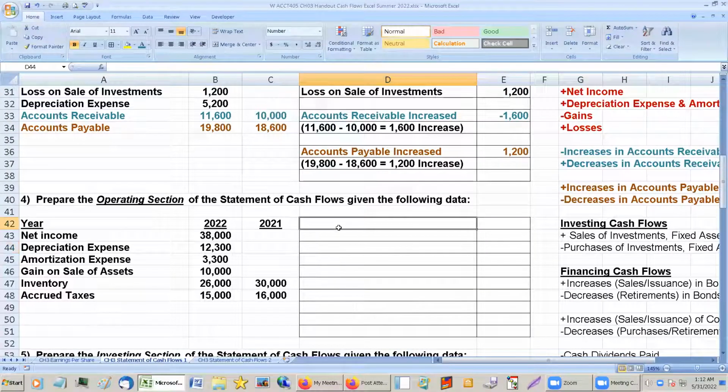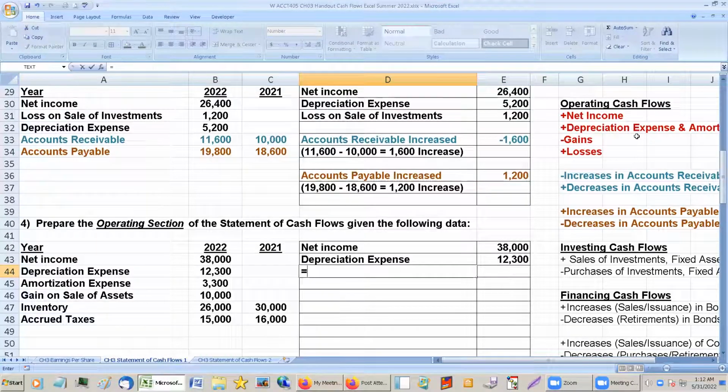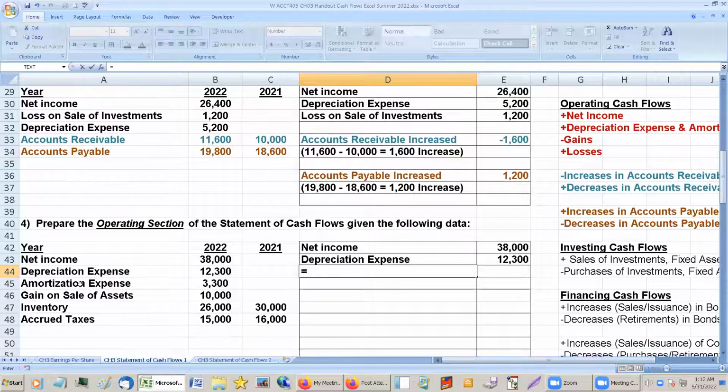Number 4 has about everything in it. We have net income. We have depreciation expense. We have amortization expense. It's in there too. Depreciation and amortization expense. Amortizations are like depreciating intangibles, things like copyrights.